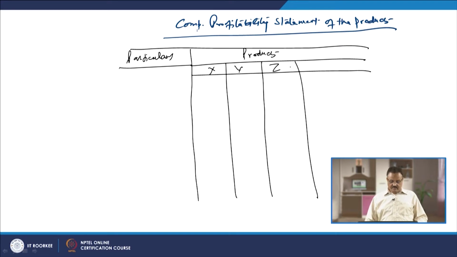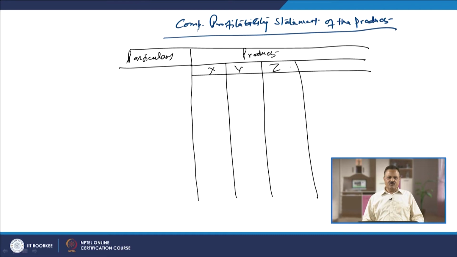Now we have to prepare this statement, and when we are judging the profitability of a product, we should try to calculate something which can explain the profit potential of the product. The PV ratio, profit to volume ratio, is one sub-technique of marginal costing that can be used here. On the basis of the PV ratio of these three products, we can conclude what the real situation is in this company, and whether the apprehension of the management with regard to product Y is correct or not.